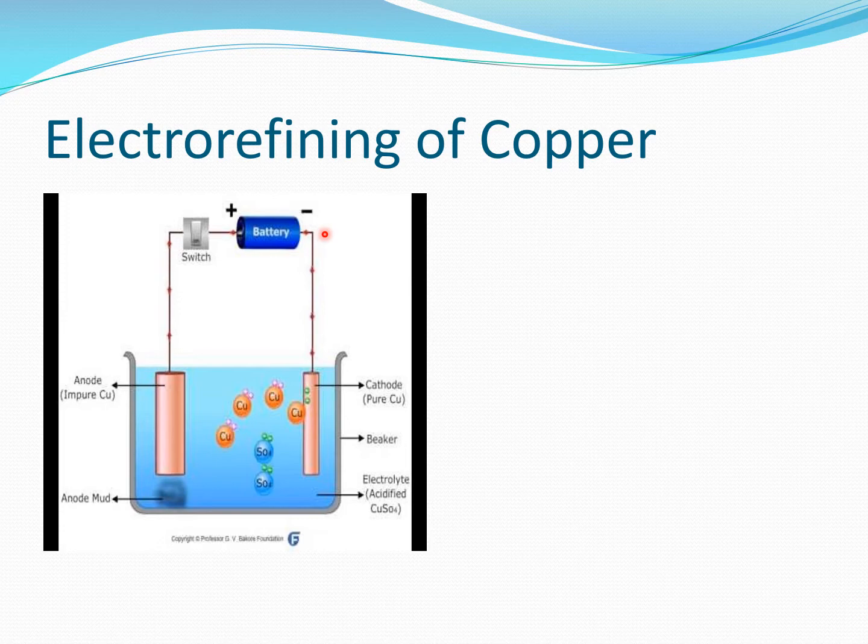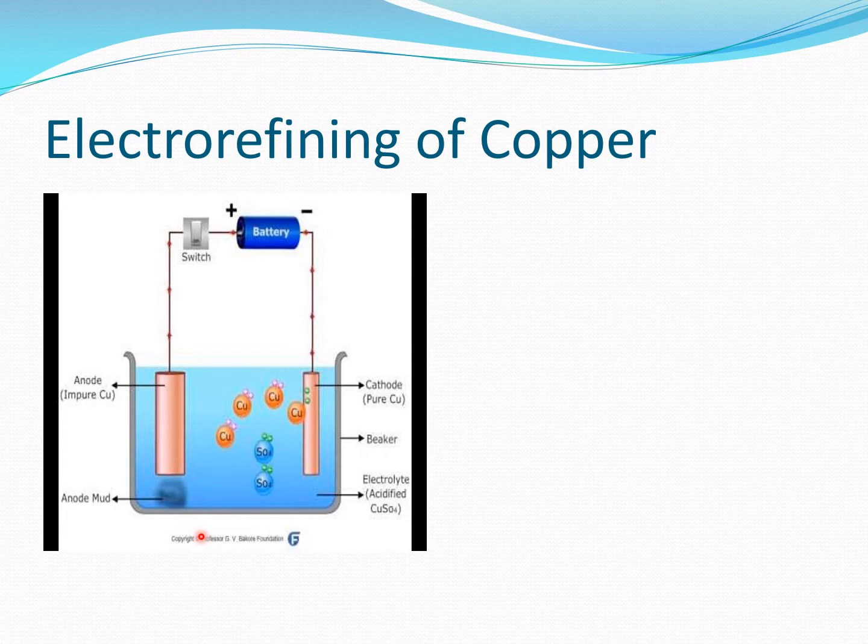On passing the electric current, cations from the anode come into the solution, they travel towards cathode and undergo reduction reaction and get deposited in the form of pure metal at the cathode, and the anode continues to dissolve in the solution. Thus, the anode goes on decreasing in size, and the impurities that are present in this impure anode fall below the anode, which is known as anode mud.